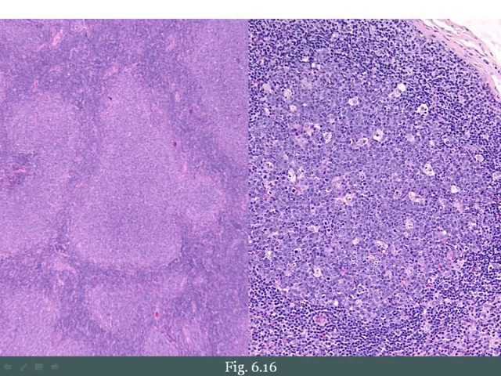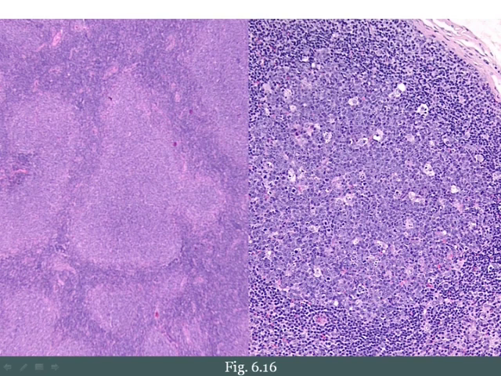Now let's remind ourselves that when we have infection, then we're going to get a follicular hyperplasia, and that follicular hyperplasia occurs because B cells are coming into the follicle, they are undergoing somatic hypermutation in the follicle, and as a result of somatic hypermutation, many of them are dying.